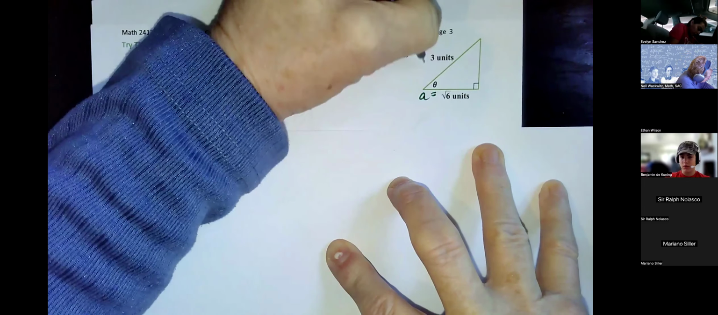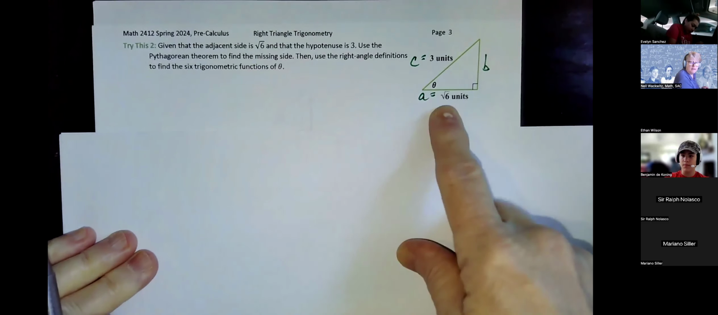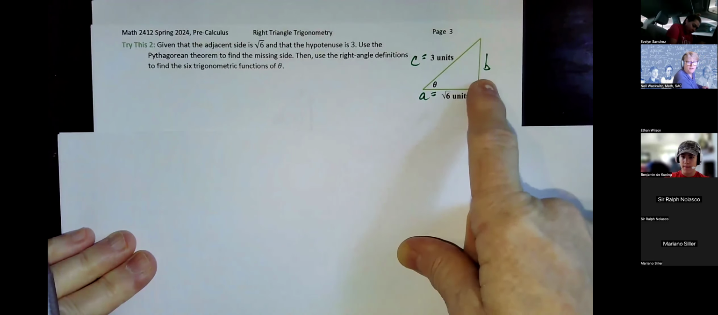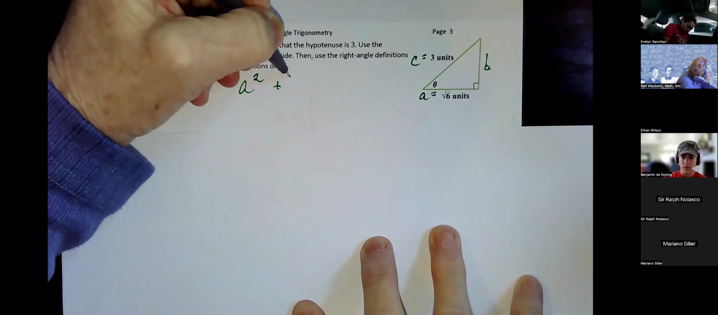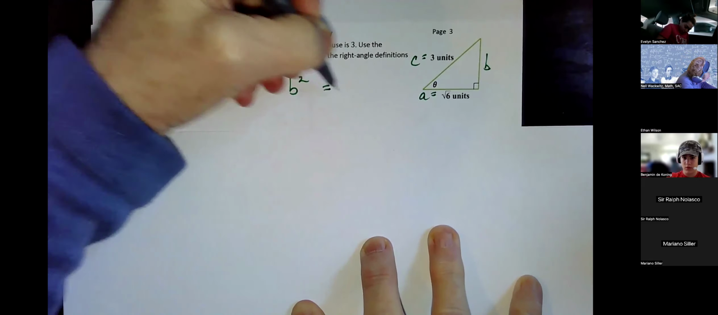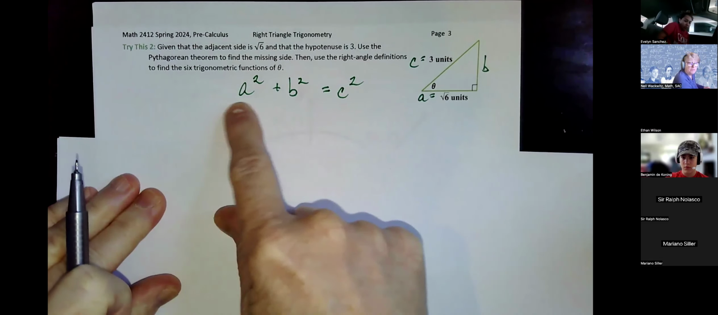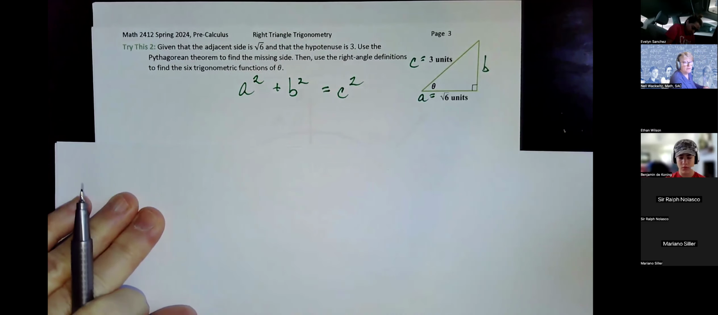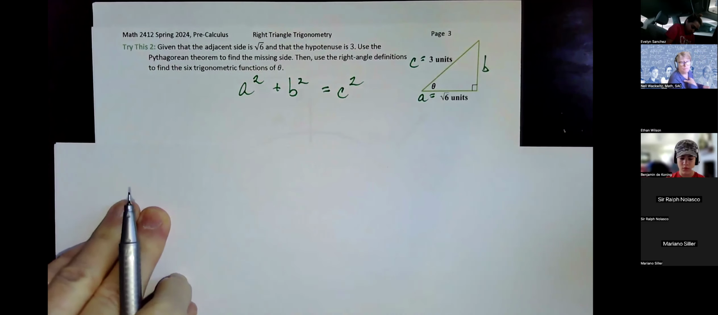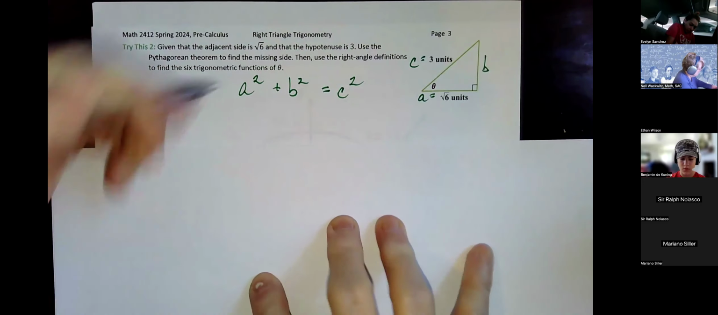Okay, and we're labeling like this. A is the horizontal, B is the vertical, and C is the hypotenuse. I would like y'all to start to get into the habit of writing down the rule before you put in numbers, because we're going to have more and more complicated rules, and this is just a good habit.